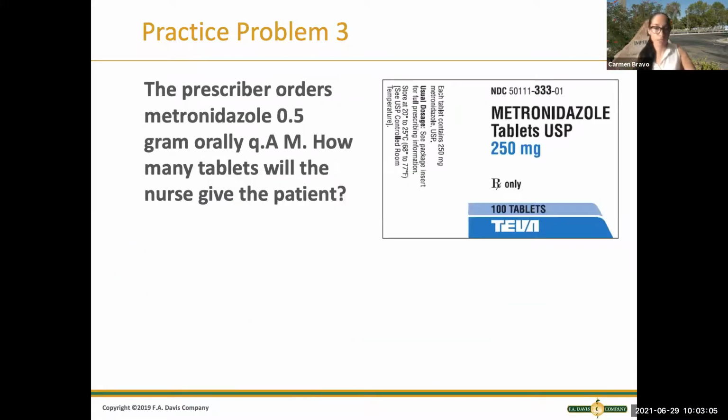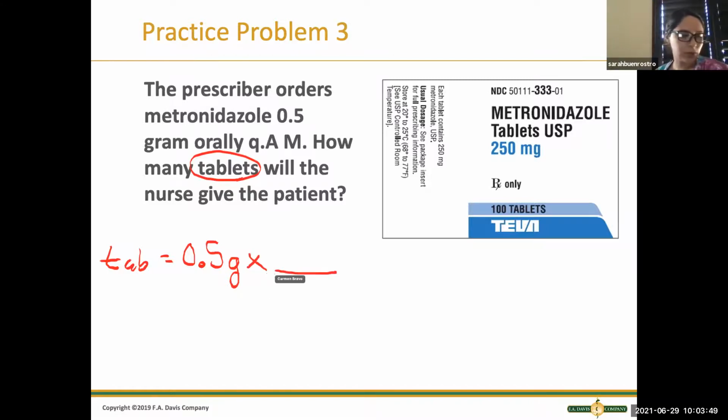So let's work on this problem, you guys. Does anybody want or have access to, or do you want to work it out for the class, or tell me what to do and I'll write it down? No? Well, first you write the ordered amount and it's going to be in tablets. So tablets, and the order is 0.5 grams. And then you write the dosage strength, which is 250 milligrams. So what goes in the bottom? The 250 milligrams. And the one on top.